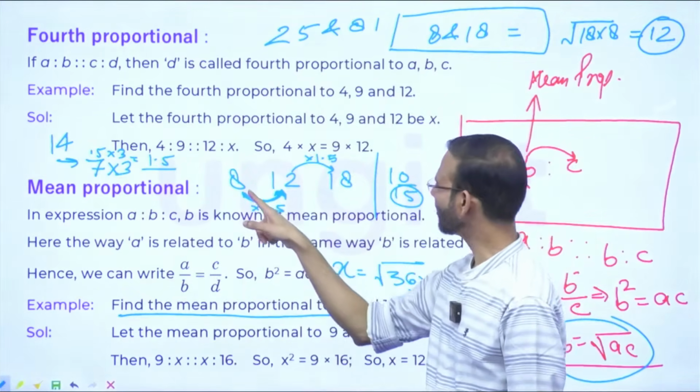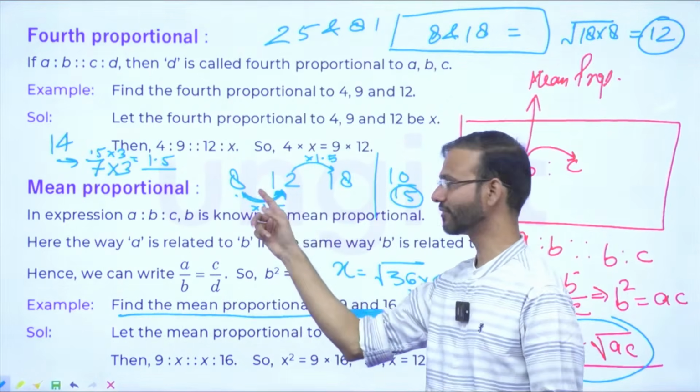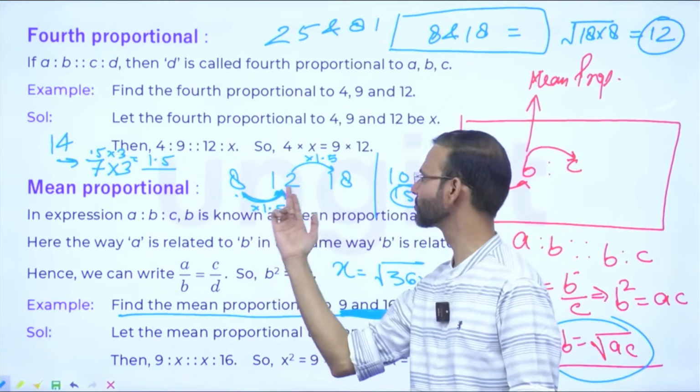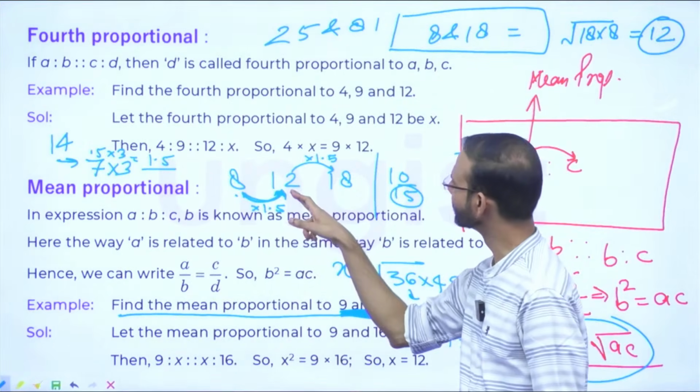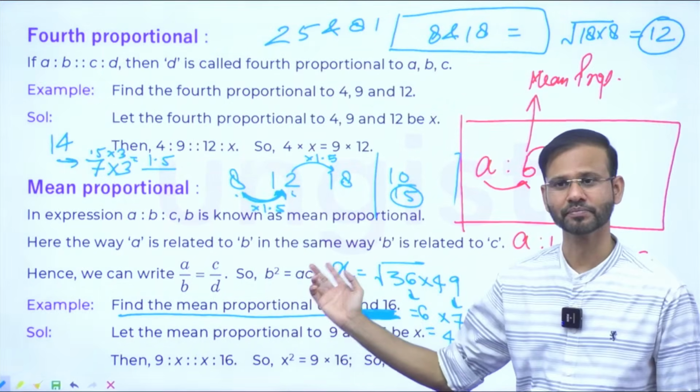So here half of 8 will be added to 8. So you will get 12. Half of 8 is 4. 8 plus 4 is 12. Now half of 12 will be added to 12. So this will give you 18, guys.